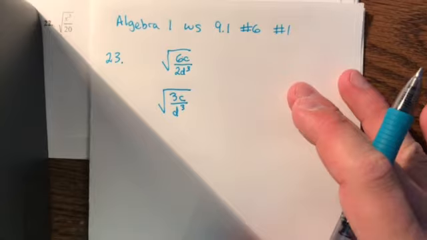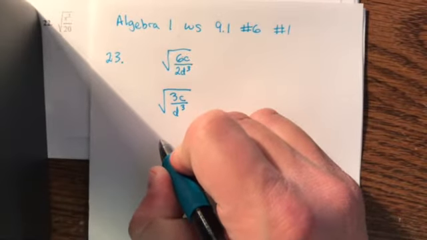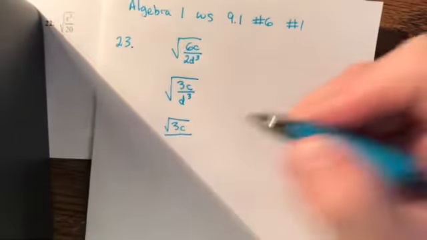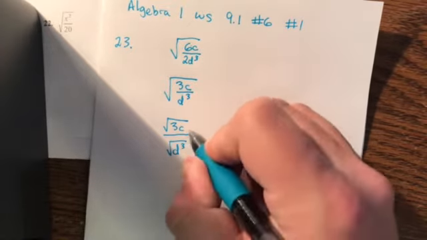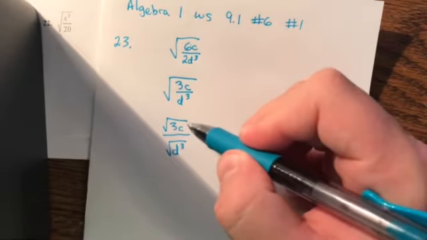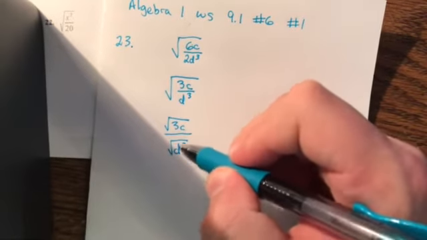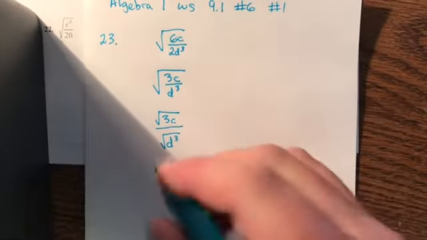So, what next? Well, I would use your quotient rule, and we would have the square root of 3c over the square root of d cubed. Now, I can't do anything with this numerator here. The square root of 3c, that's simplified as far as it can be. But the square root of d cubed, there's a perfect square factor of d cubed.